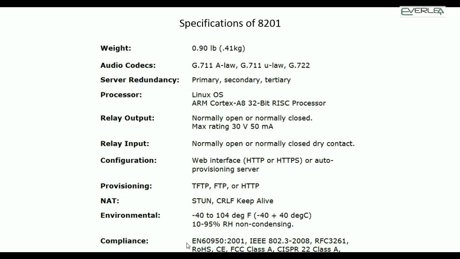NAT's done, etc. The unit will run quite happily behind the NAT, so you can use it in a cloud environment. It gives you environmental specifications, pretty much straightforward, not too hot, not too cold type scenario. Negative 40 to positive 40 degrees from our perspective, and of course humidity up to 95%, non-condensing. Okay, pretty standard for most of these things, and we've got our compliance specs, etc.